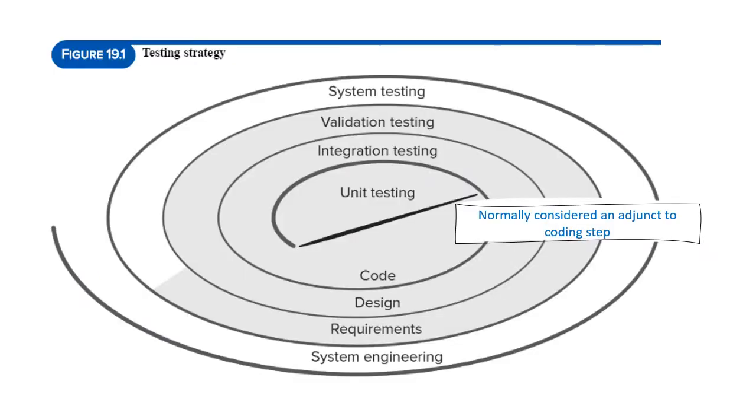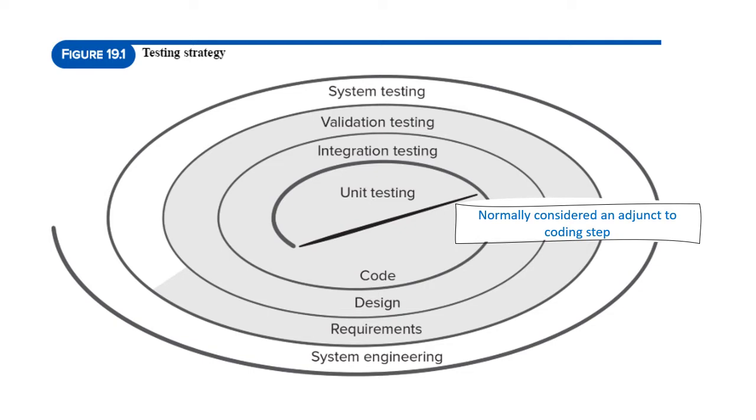This is the big picture of the testing strategy. So we start with the unit testing, and then we move outward into integration testing, validation testing, as well as system testing. And these are all connected to the different procedures in developing any software: the coding part, design, requirements, as well as the system engineering itself.